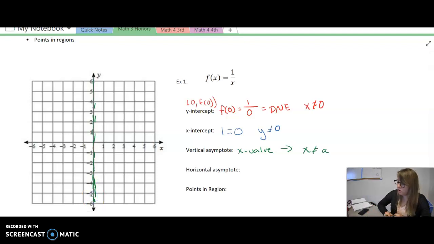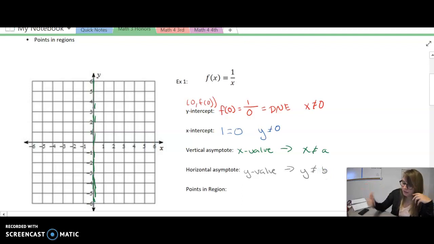And then we have the horizontal asymptote. This deals with the y values. So y cannot equal b. Alright, so y can't be some number. And we've already figured that out from our x-intercept. It will never be the x-axis. So it'll never be either of these axes, okay?